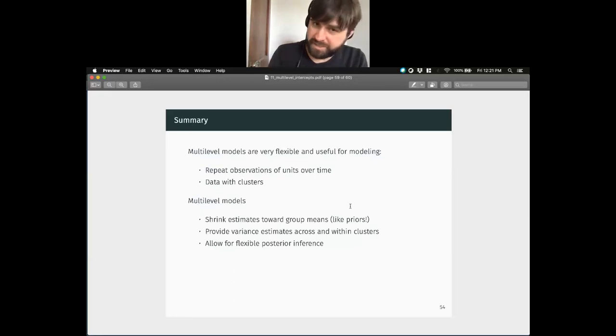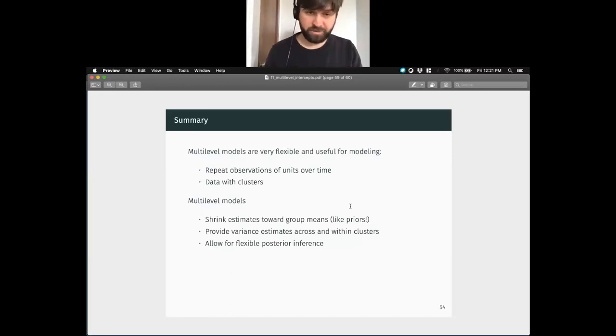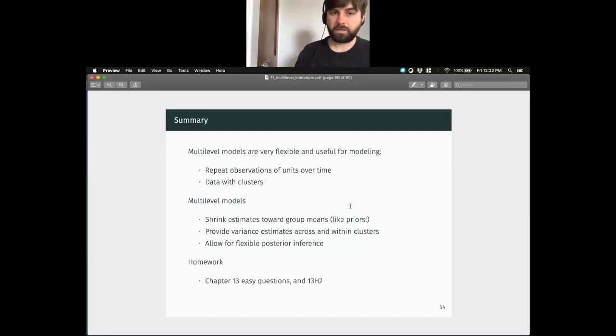They give us those variance estimates across and within clusters that can be incredibly valuable, and sometimes are the source of what we're after. Sometimes we want those variance parameters to answer a research question, and the multi-level model gives it to us. And they also allow for flexible posterior inference, right? They allow for a really flexible approach to posterior simulation that we'll get into as we go forward.